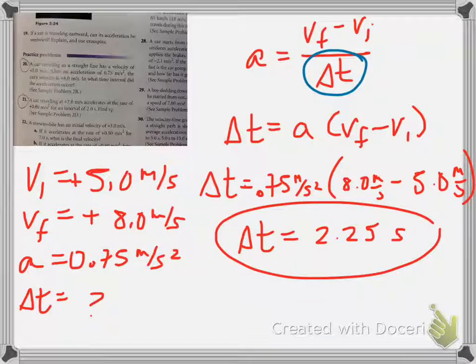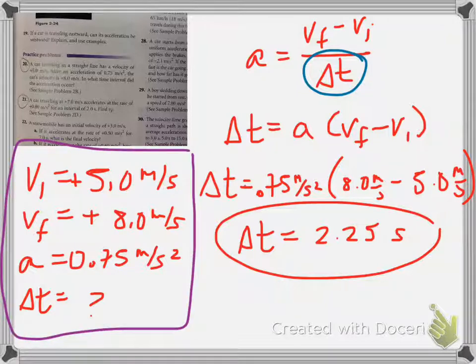Okay, so I'm solving number 20 in the book. Here's what I'm given. A car heading in a straight line has a velocity of plus 5 meters per second. After acceleration of 0.75 meters per second squared, the car's velocity is 8.0 meters per second. In what time interval did the acceleration occur? So you'll note that I have listed all my variables here. I have a VI of 5 meters per second, a VF of 8 meters per second, an acceleration of 0.75 meters per second squared, and I'm looking for the time interval.